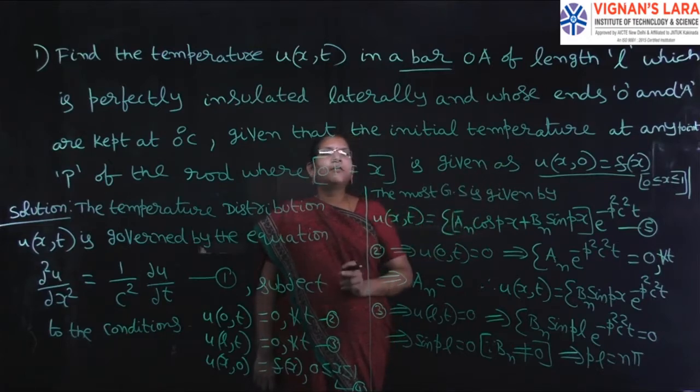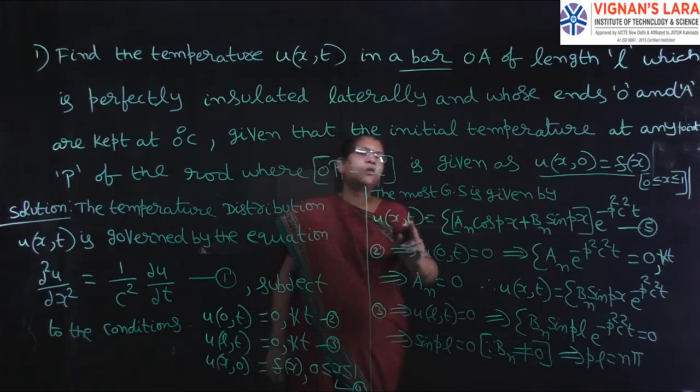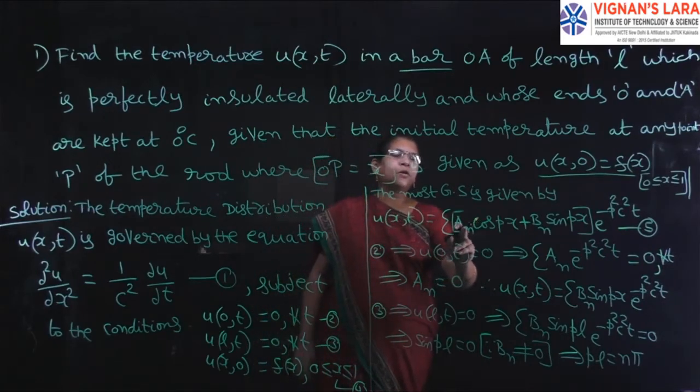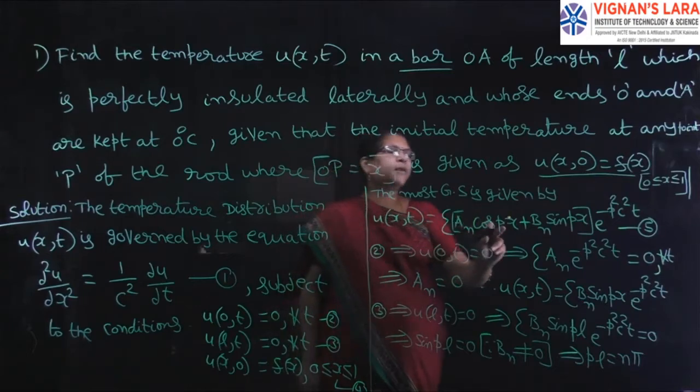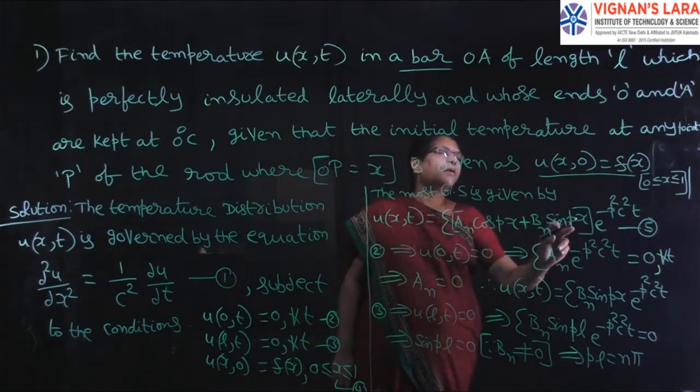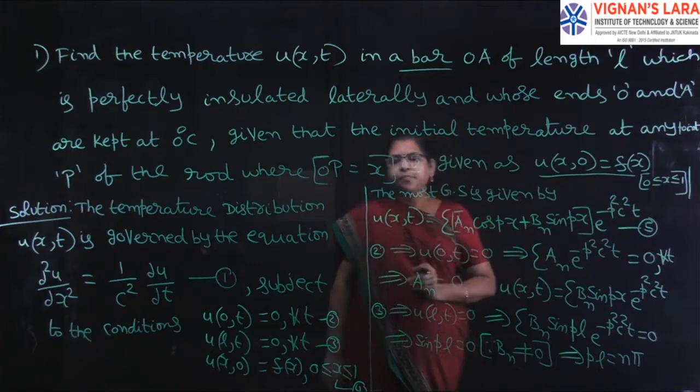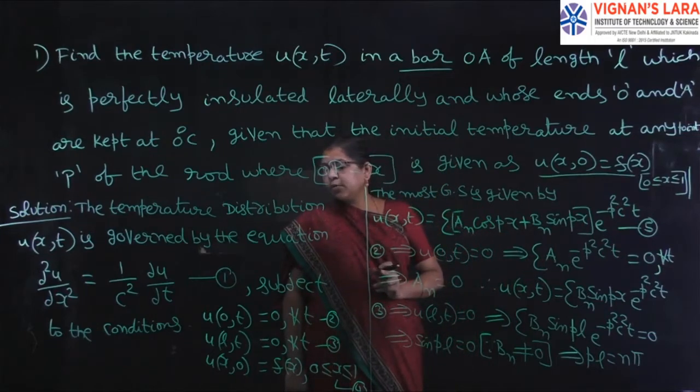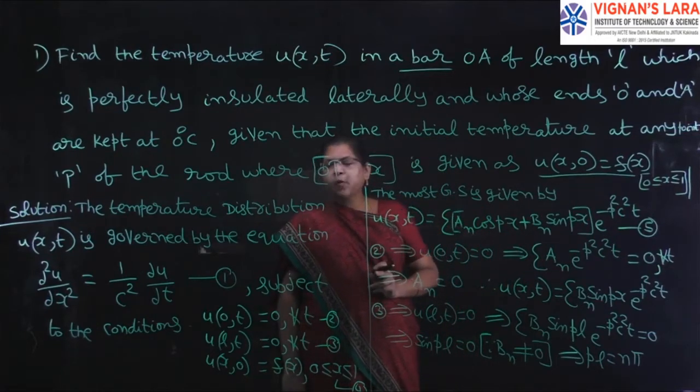And we also have to remember the most general solution. What is the most general solution? u(x, t) = summation (an cos px + bn sin px) e^(-p² c² t). Take this as equation number 5. Now we have to apply the conditions one by one.